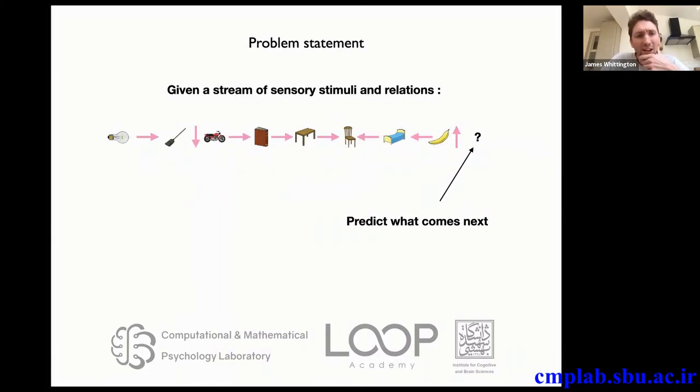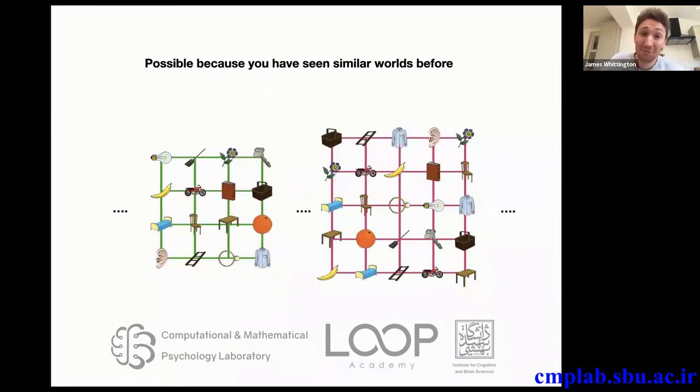I'm going to give you a stream of sensory stimuli and relationships. So you've got a lot of these sensory stimuli: light bulb, broom, motorbike, car, book. And I'm also going to give you a lot of these relationships: right, down, right, etc. And I'm going to give you a whole stream, and then I'm going to ask you what comes next. Now that sounds like a pretty impossible task, but it becomes an awful lot easier because you've seen many of these streams of sensory stimuli and relationships having been derived from similar worlds before.